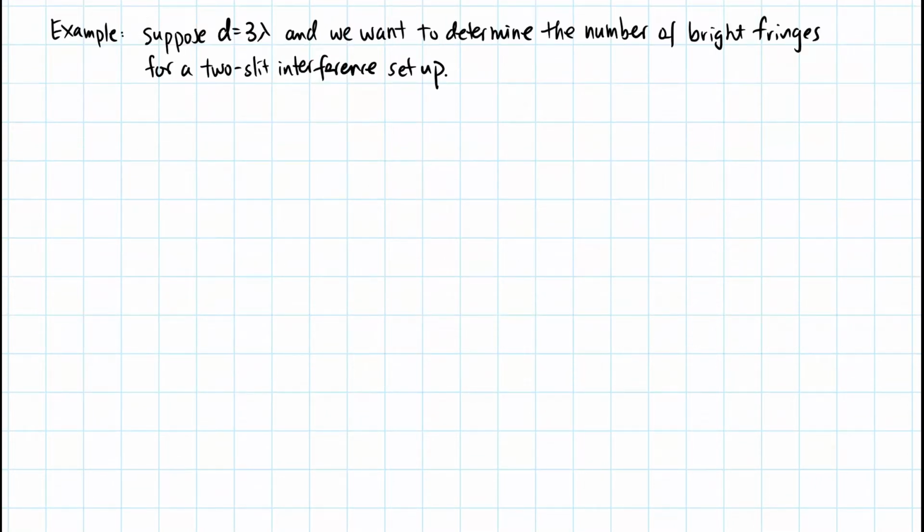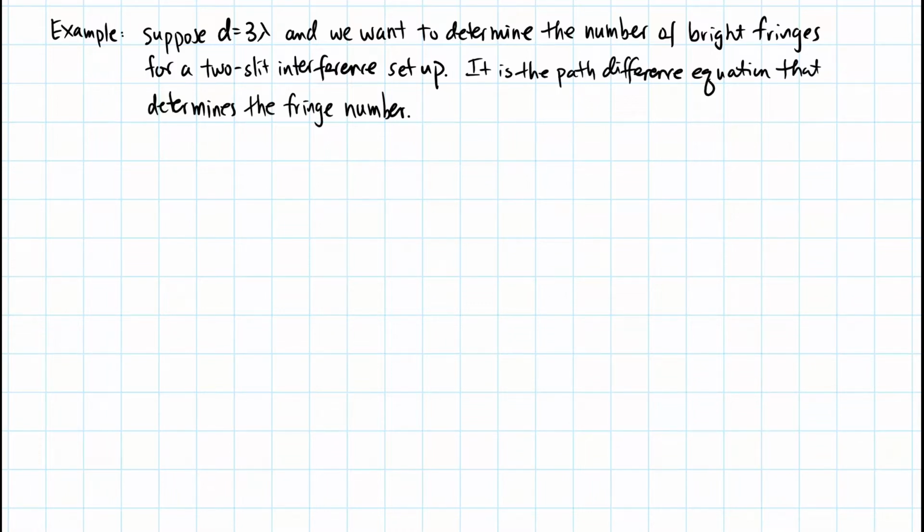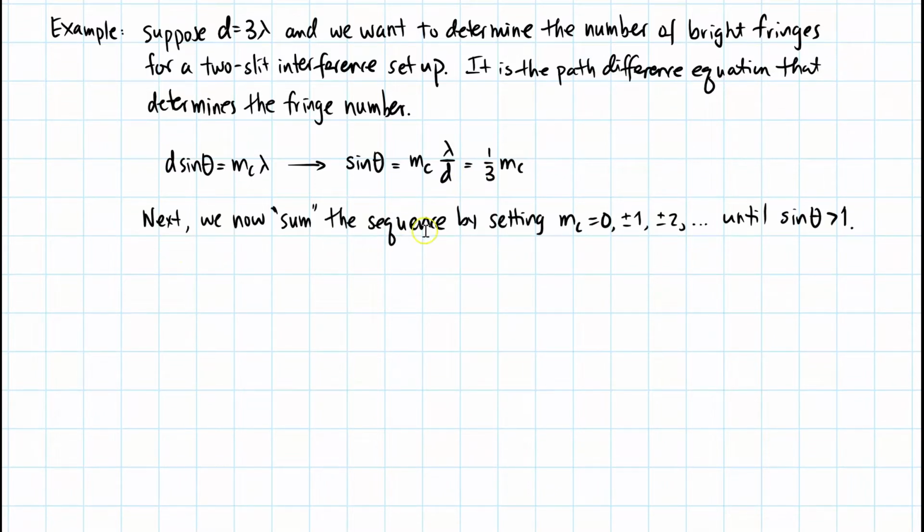As an example, suppose d is equal to 3 lambda. And we want to determine the number of bright fringes for a two-slit interference setup. It is the path difference equation that determines the fringe number. Starting with the path difference equation, I solve for sine of theta, and then I put in lambda over d, which is 1/3. So the main equation here is sine of theta is equal to m/3. Next, we sum the sequence by setting m_c equal to 0, plus or minus 1, plus or minus 2, etc., until sine of theta is greater than 1.